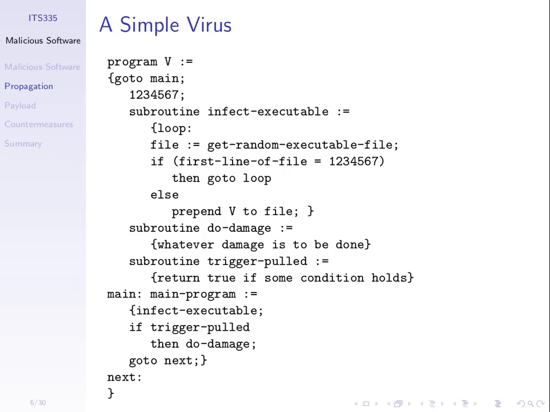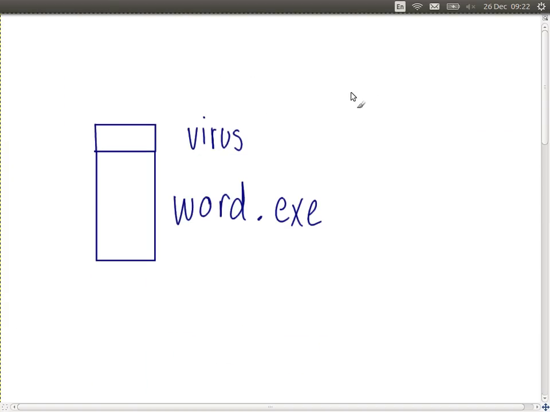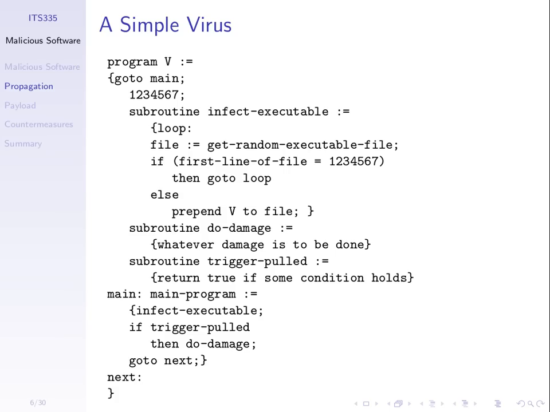So if the trigger is pulled after this check, we do damage, then we go to next. And next is here. And think of after next as execute the normal program. So the code that comes after next is the normal code for word.exe. The idea is that when someone starts Word, first the virus code is executed, and then the normal Word code is executed, so Word opens and the user doesn't know any different, because they get Microsoft Word opening and they can edit their files. So that's the first approach.